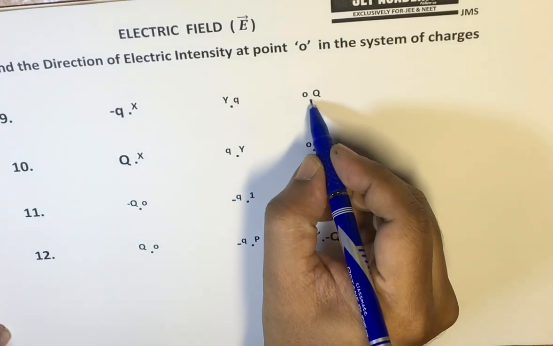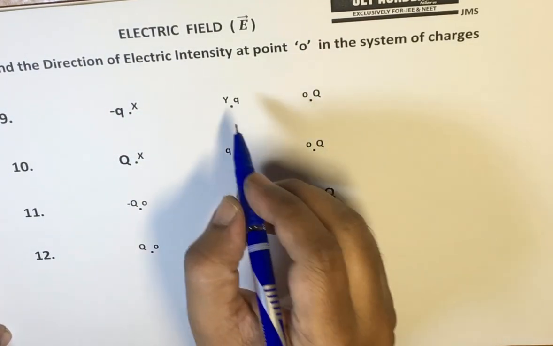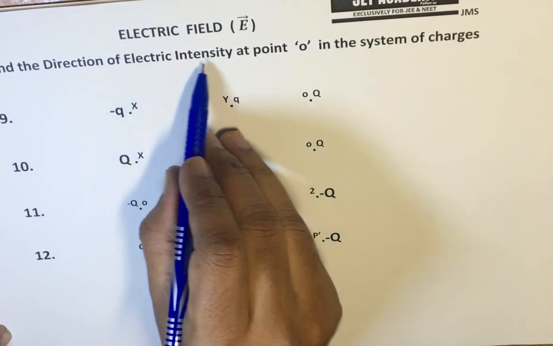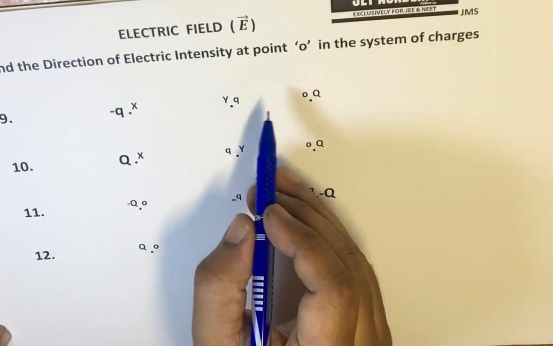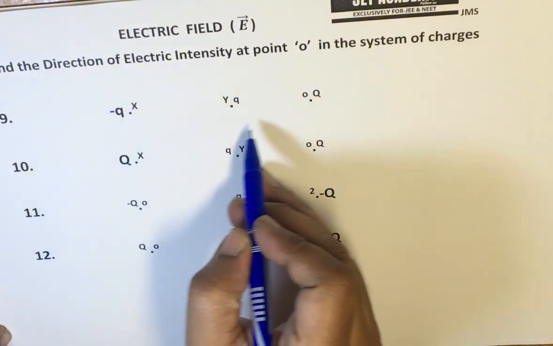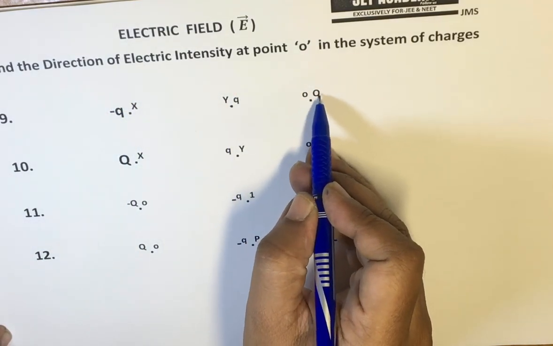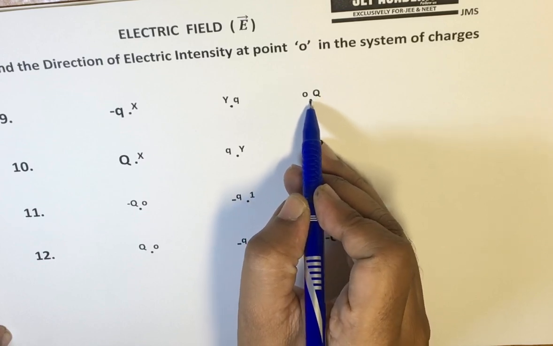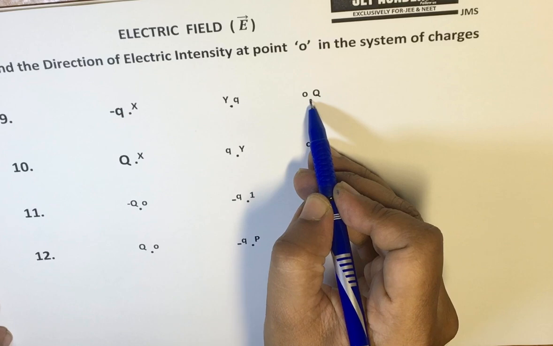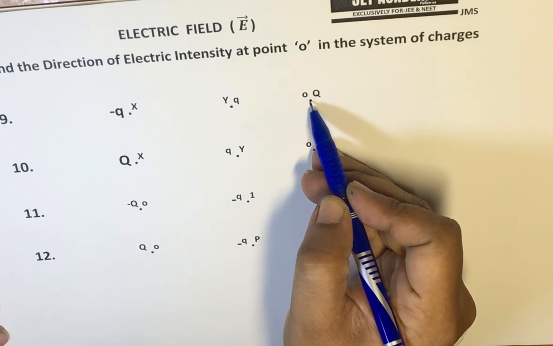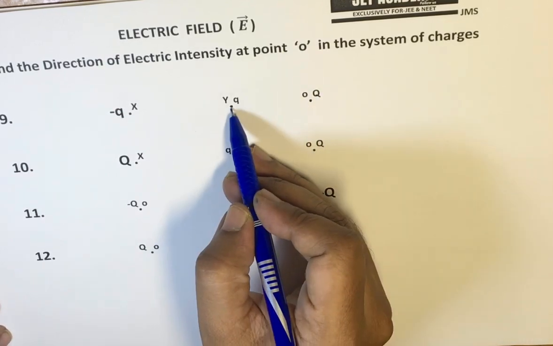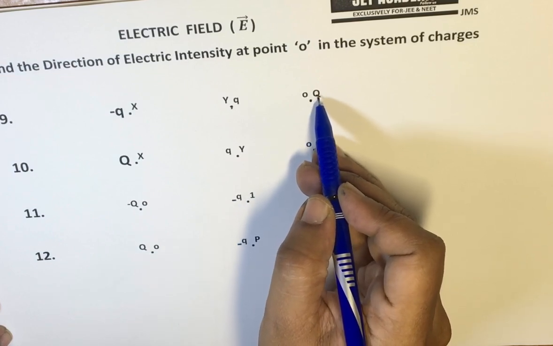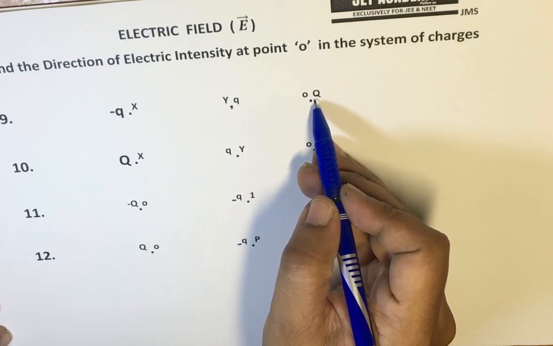The point is going to be here. Now the charges are this, and these are the charges surrounding it. Find the direction of electric intensity at O in the system of charges. Here there are three charges, but this one at the dashed point will not affect it, because it will not experience any force on itself. If I keep another plus 1C charge here, the force experienced by the plus 1C is only due to this and this. There is no question of force experienced by the charge at Q by itself.